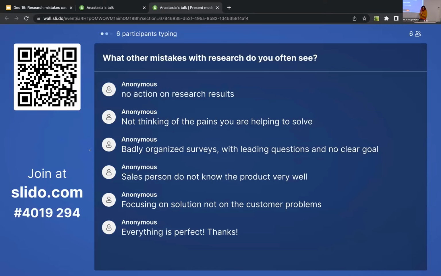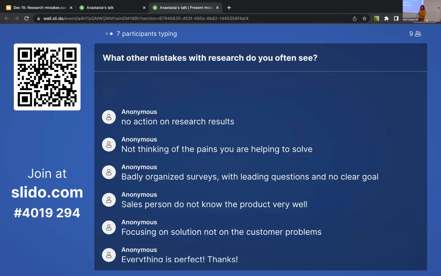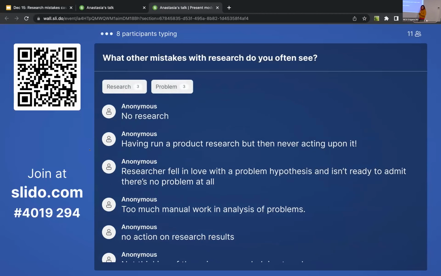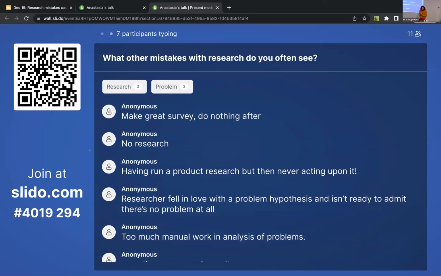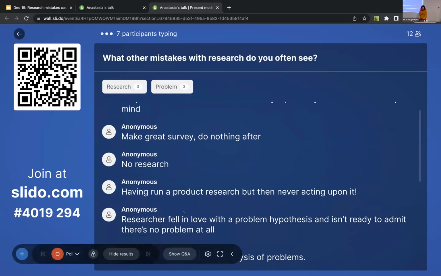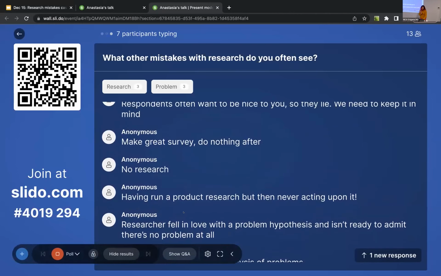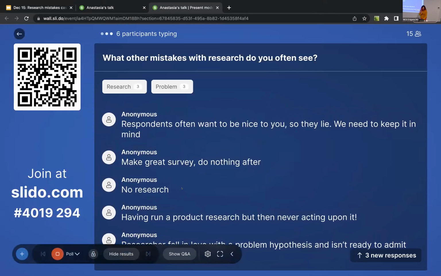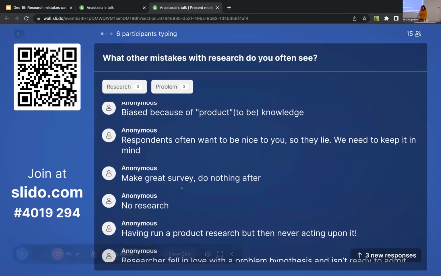Not thinking of the pains you are helping to solve. No action on research results. Wow, this is a very, very good one. I think this is probably also happening. Too much manual work and analysis of problems. True. Researcher fell in love with the problem hypotheses and isn't ready to admit there's no problem at all. Oh, wow. Very, very good. Having run a product research, but then never acting upon it.